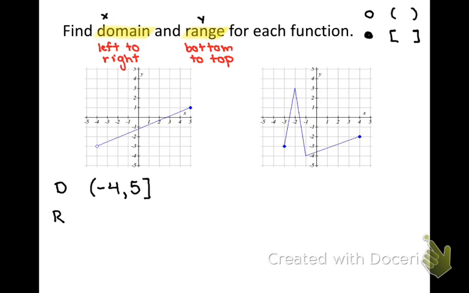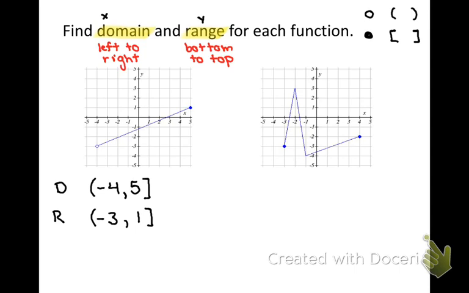Now my range, I'm scanning from bottom to top. I'm looking at my y values. So the lowest y value that this graph obtains is at -3. And at that y value, there's an open circle, so I'm going to use a parenthesis. And the highest y value that this graph obtains is 1, and it's a closed circle, so we're going to have a bracket there. Okay.